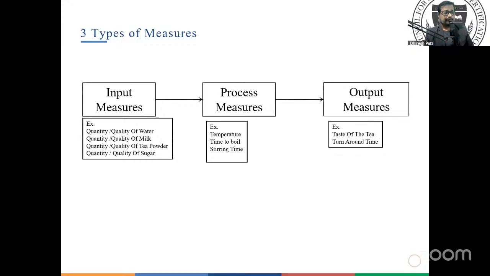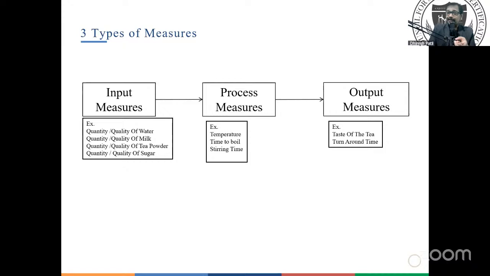Now coming back to types of measures: input measure, process measure, output measure. For all three types we have to collect the data. For example, I've taken a very simple example of making a cup of tea. What is the input measure? The water. In water, what do I collect? I will collect the quality of water. Is it RO water? Is it UV water? Is it simple tap water coming from a municipality? And what is the quantity? So quality as well as quantity.